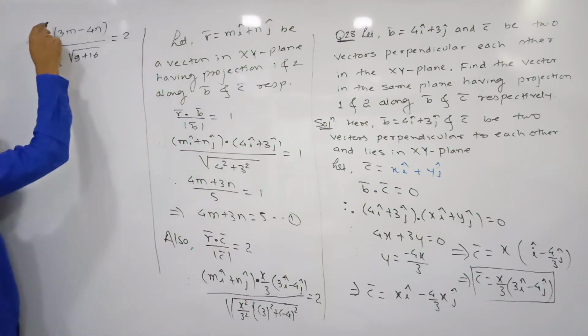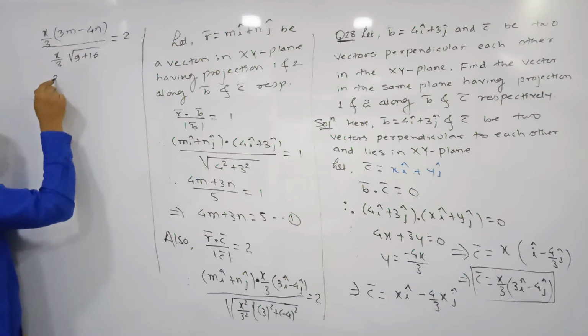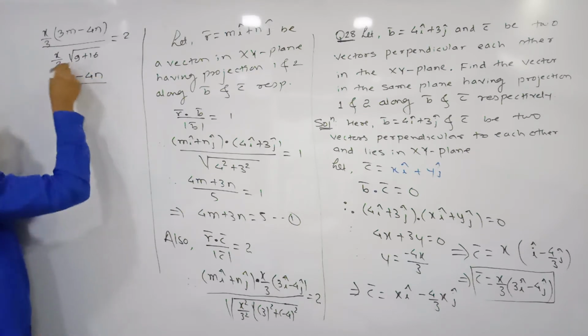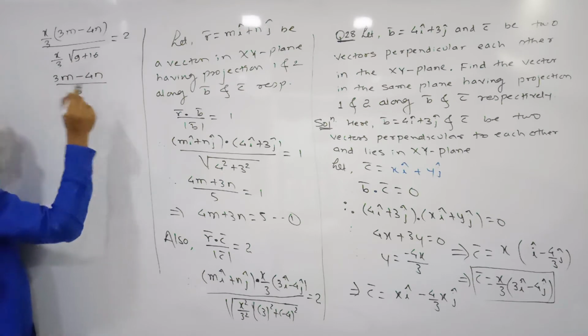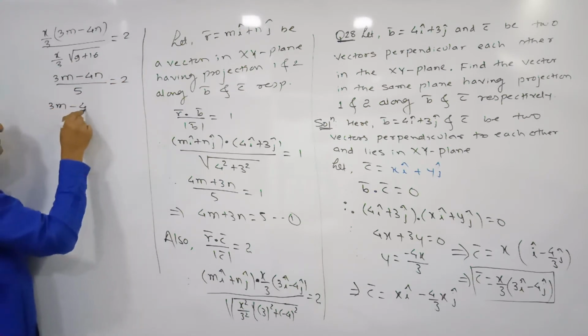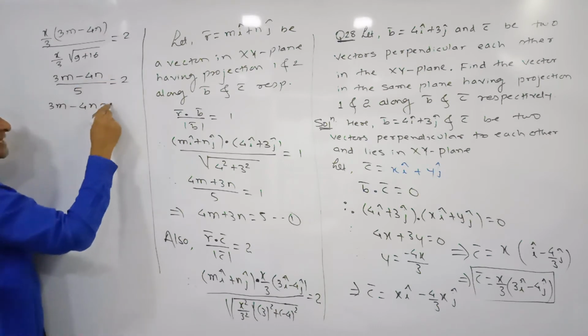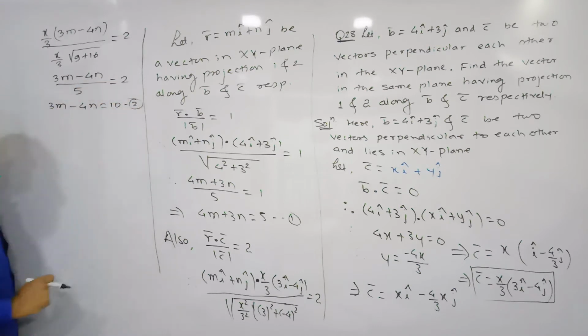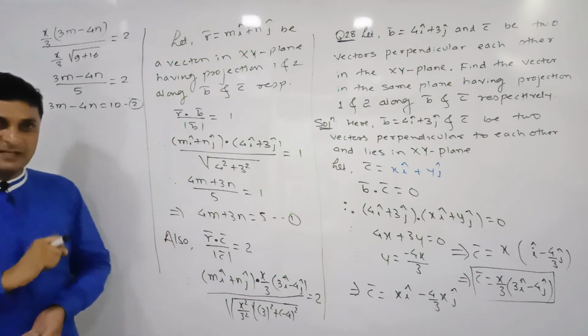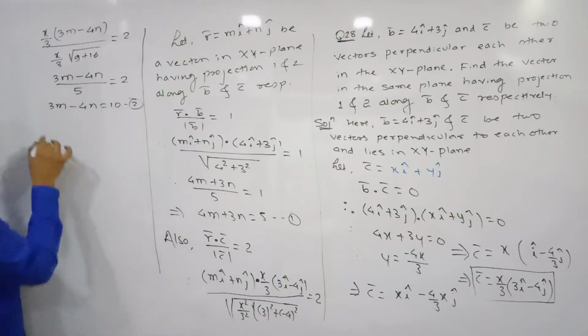Here x by 3 and x by 3 will get cancelled. What is the remaining part? 3M minus 4N divided by, after simplifying the square root, 5, equals 2. So 3M minus 4N equals 5 twos are 10. Let us denote it as the second equation. In this way we have got two equations in terms of M and N. So solve these two equations simultaneously.